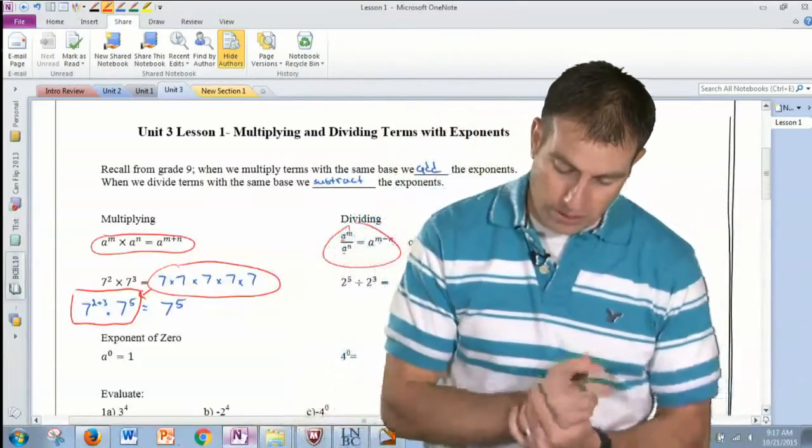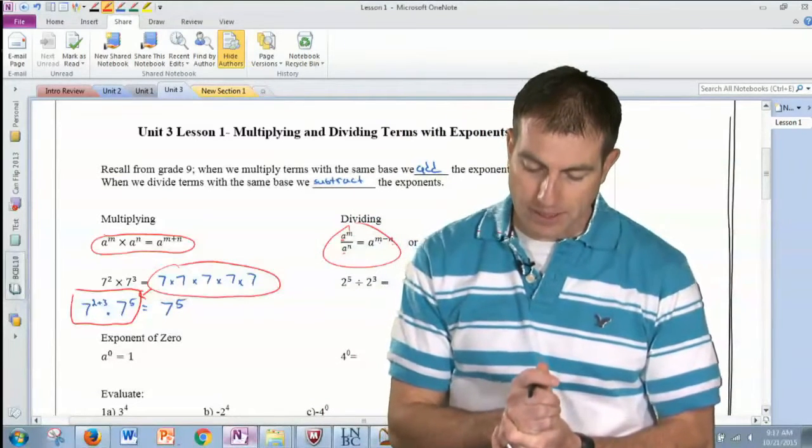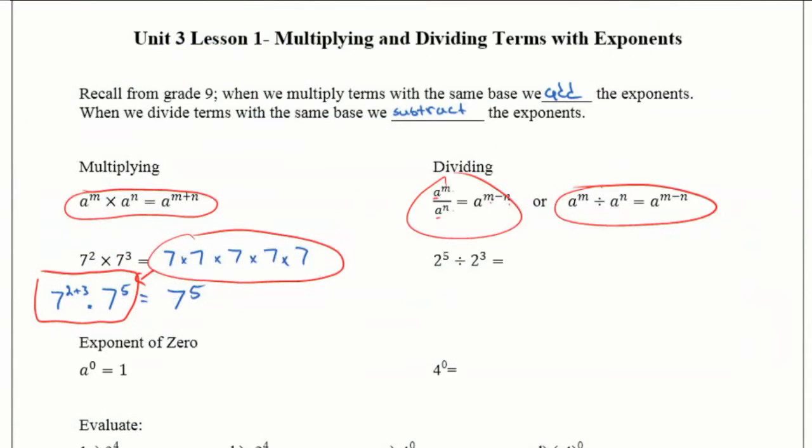The second one here is division. So if I had 2 to the 5 divided by 2 to the 3, that would look something like this. I'd have 1, 2, 3. Oh, I don't want a 3. I want another 2. Another 2. 1, 2, 3, 4. 5 2's on the top. And then I'm going to divide by 3 2's. 1 times 2 times 3. Now, there's 2 to the 5 divided by 2 to the 3.